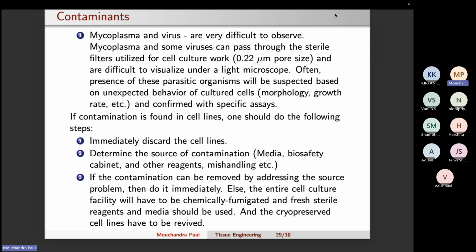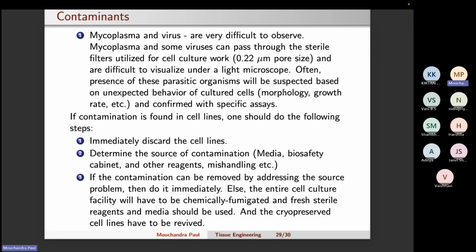But contamination is not desirable at all. You should always try to maintain sterile conditions so that this unwanted guest does not interfere with your work, because then your work will be deeply hampered.